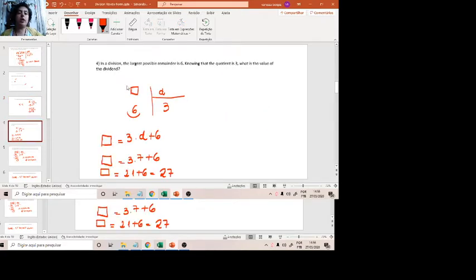Then, question 4. In a division, the largest possible remainder is 6. Knowing the quotient is 3, what is the value of the dividend? So the dividend is the same as 3 times the divisor plus 6. So if the remainder is 6, the biggest the divisor can be is 7, okay? Because the remainder is the biggest one, that is 6, so it has to be 7.